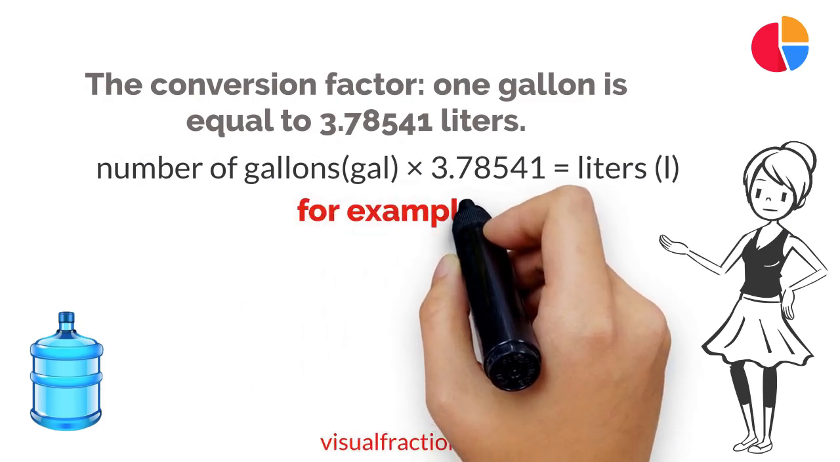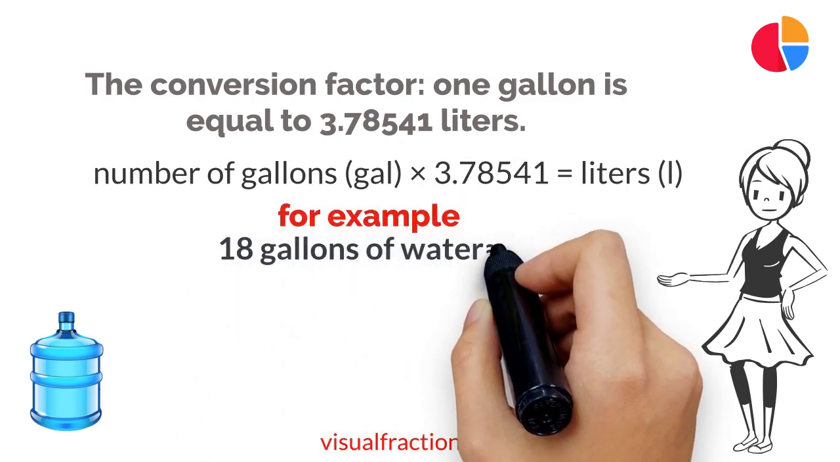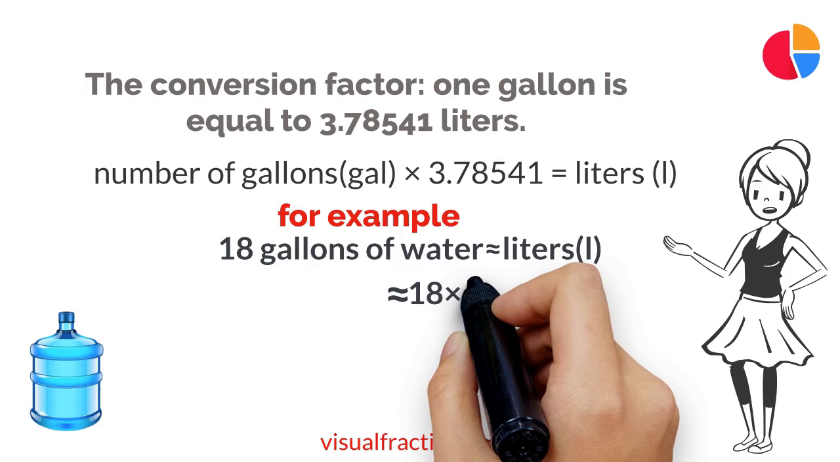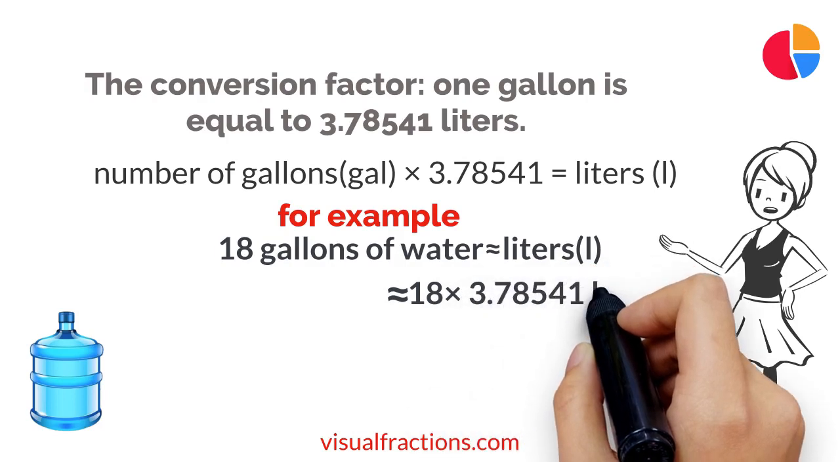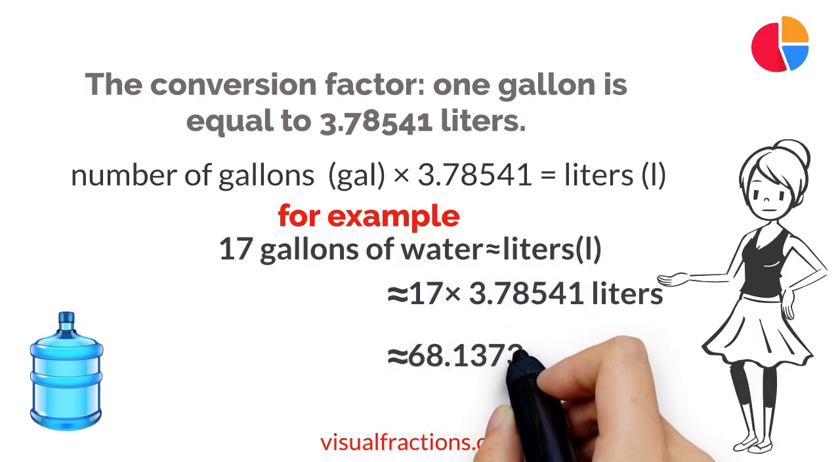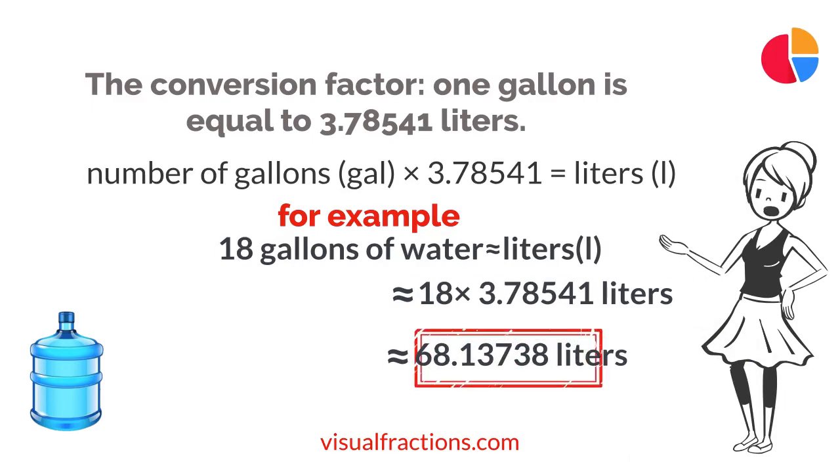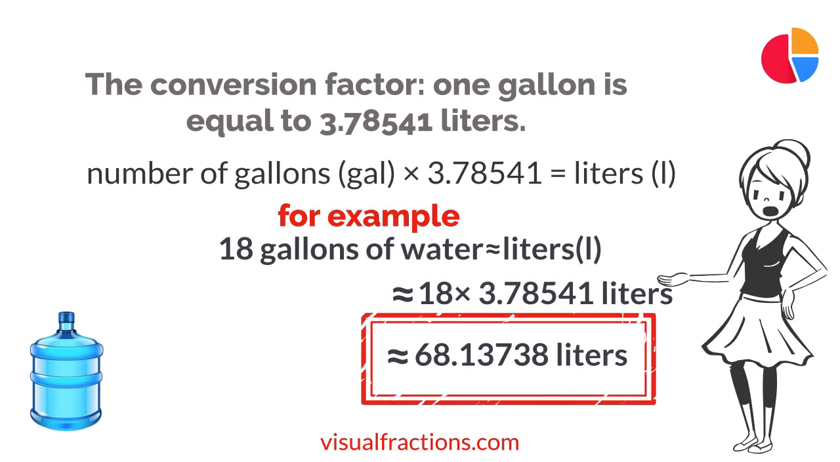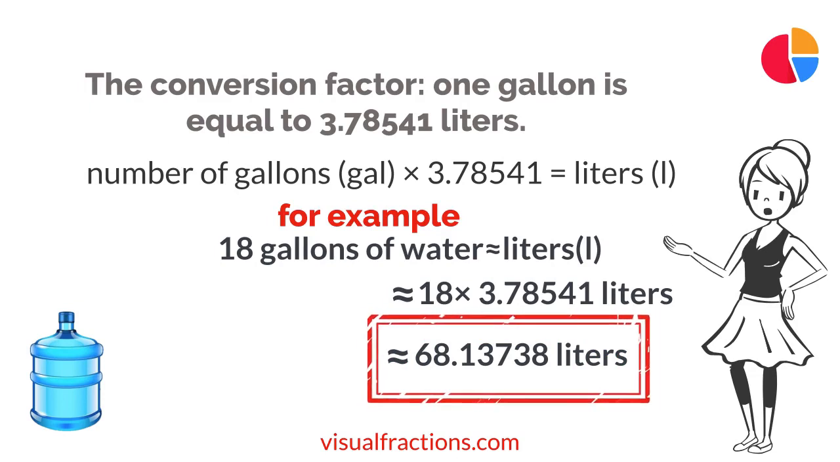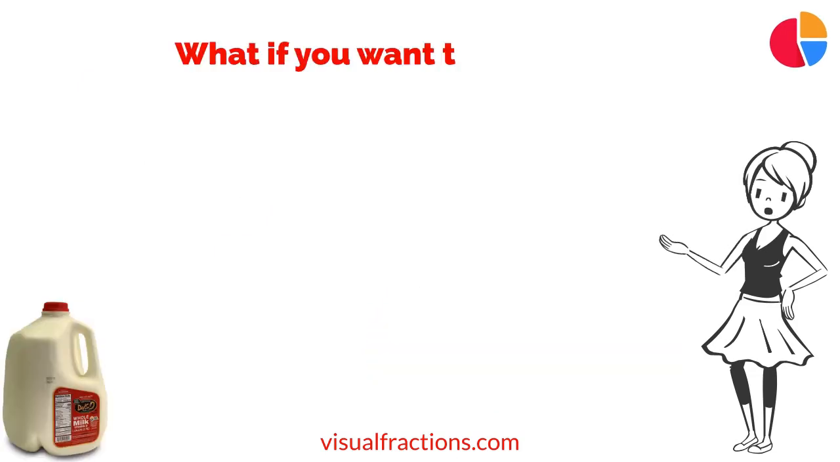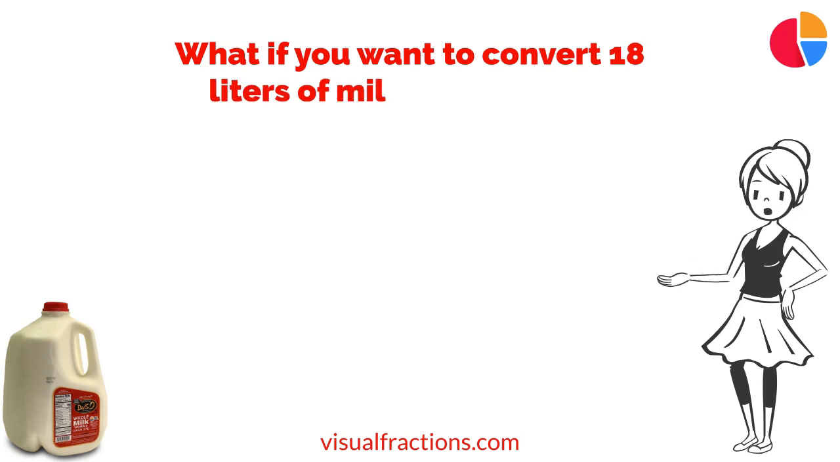For instance, if you have 18 gallons of water to convert, multiply 18 by 3.78541 to get approximately 68.13738 liters. That's it. Your 18 gallons of water equal around 68.13738 liters.